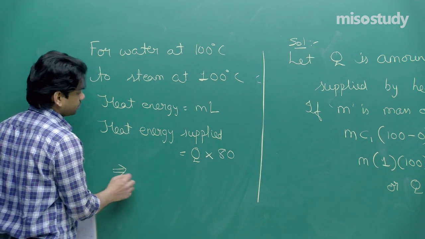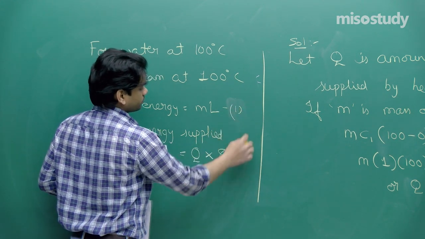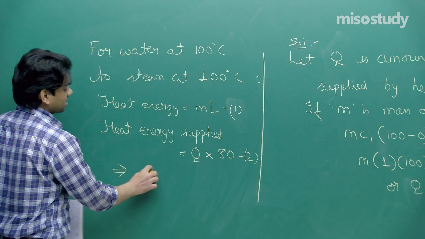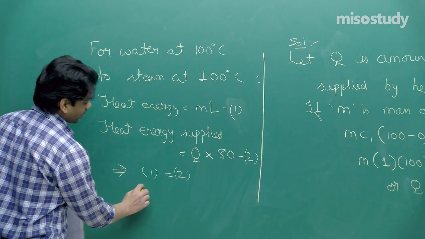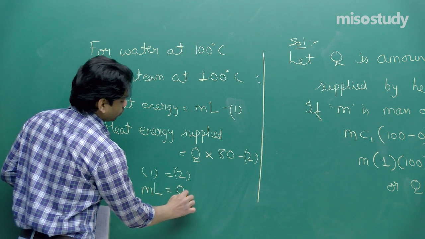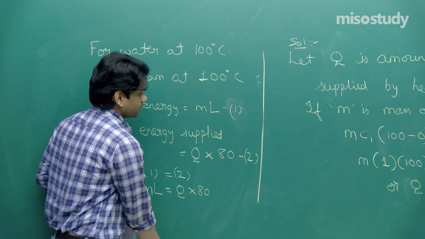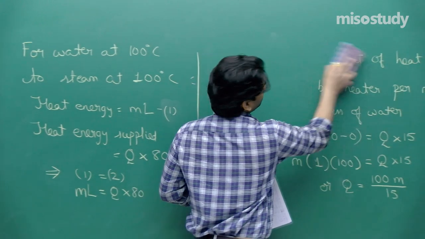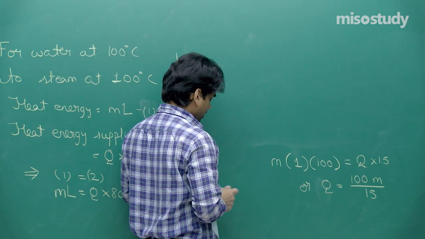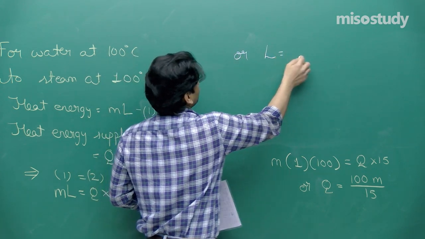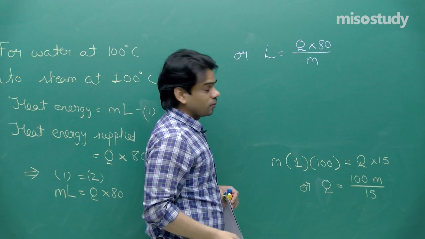Let's go ahead. Let's say this is 1, and let's say this is 2. So we can write that 1 is equal to 2. From here, ML equals Q into 80. Or you can write L equals Q into 80 divided by M. This is what we are going to obtain.